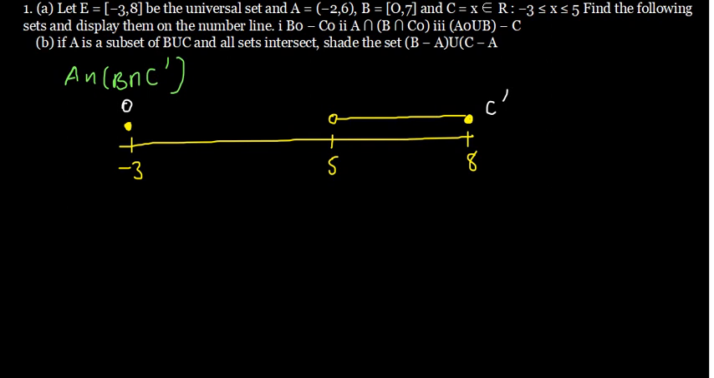So we want where it intersects with B, and B is running from 0 to 7. So 0 will be somewhere here, and then 7. And we're including both, so this is going to be shaded, and this is also going to be shaded. So the intersection of B and C complement is from here up to here.